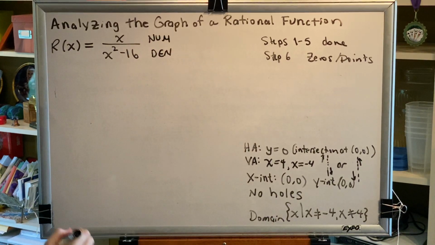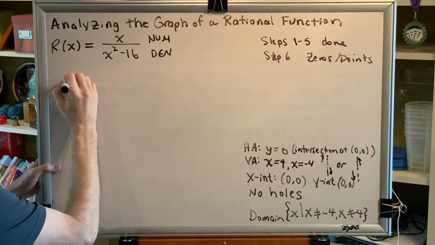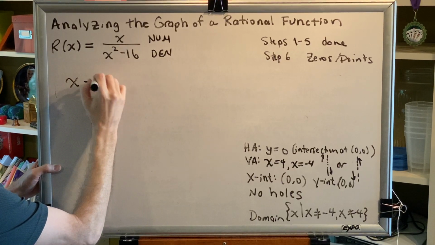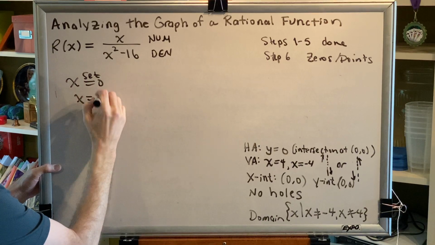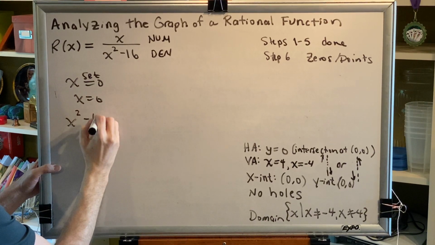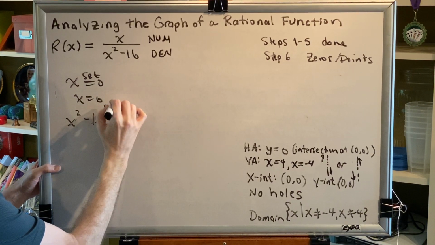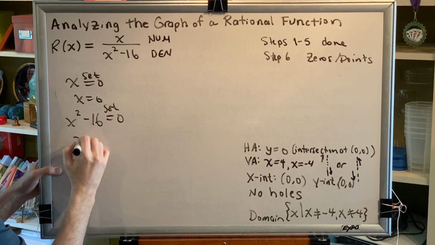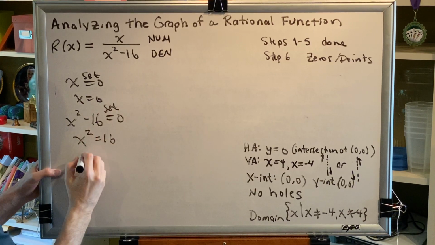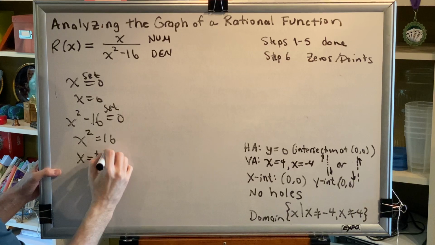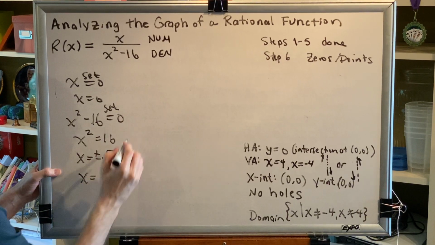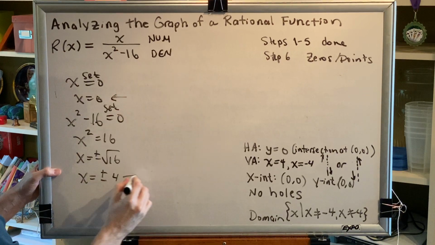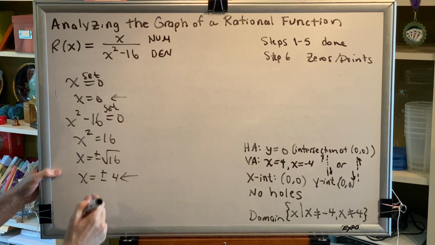Remember, a zero is a value of x that makes y zero. So our numerator polynomial is x. When we set that equal to 0, we get x equals 0. Our denominator is x squared minus 16. When we set that equal to 0, we get that x squared equals 16, x equals plus or minus the square root of 16, x equals plus or minus 4. So there are three values that are going to go on a number line: 0, 4, and negative 4.